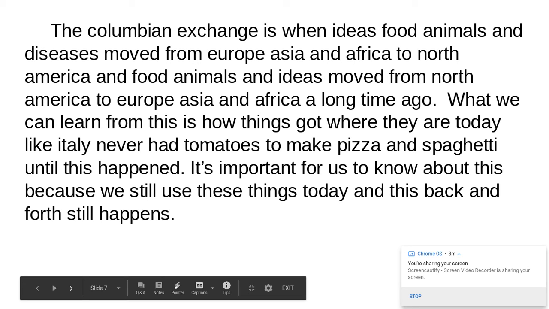Sample. The Columbian Exchange is when ideas, food, animals, and diseases moved from Europe, Asia, and Africa to North America, and food, animals, and ideas moved from North America to Europe, Asia, and Africa a long time ago. What we can learn from this is how things got where they are today, like Italy never had tomatoes to make pizza and spaghetti until this happened. It's important for us to know about this because we still use these things today and this back and forth still happens. Take a minute and rate this response.